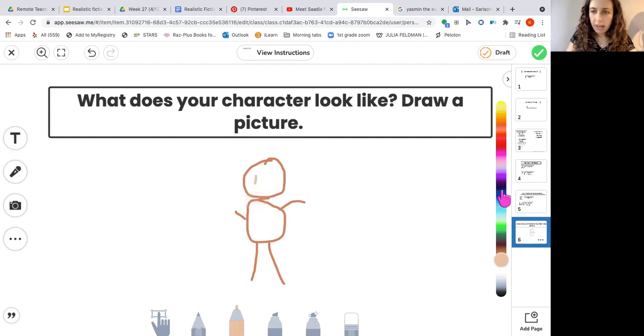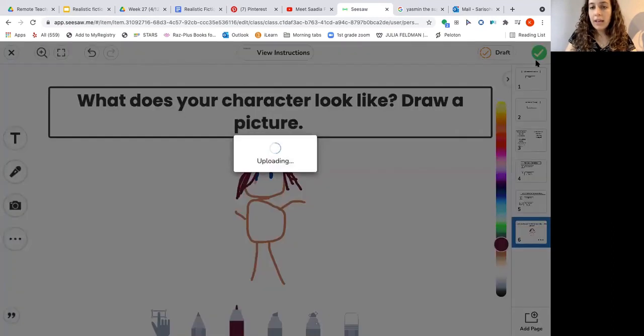And I'm going to give my character blue eyes because I have blue eyes. And I think I'm going to give my character straight hair. I know that I have curly hair, but I think I'm going to give my character straight hair. Okay, and you can think about what you'd want your character to look like, and then you can hit submit.